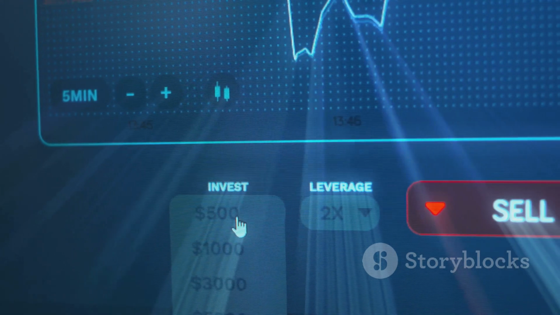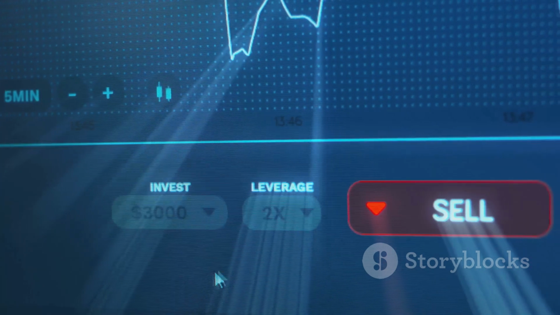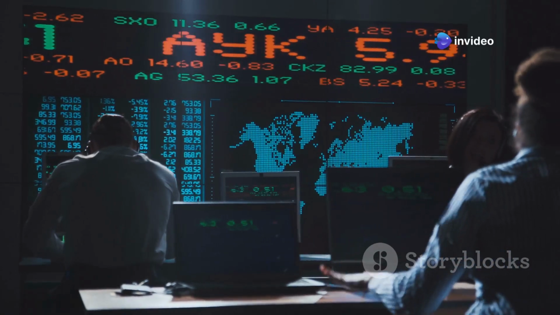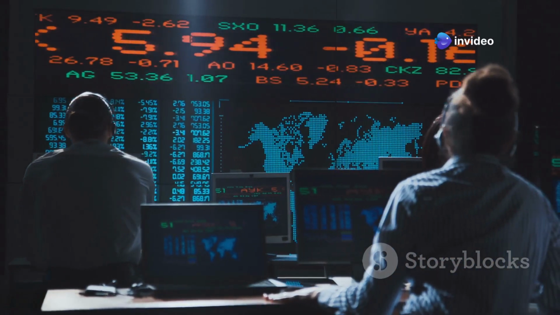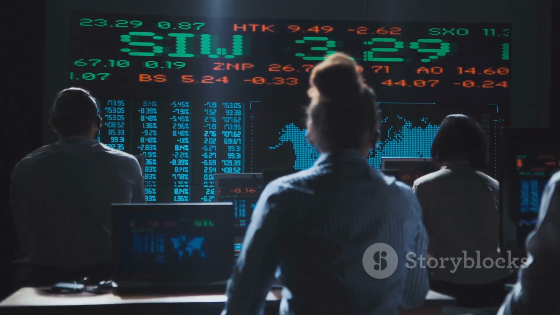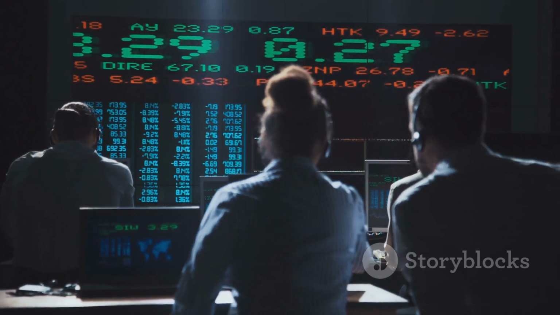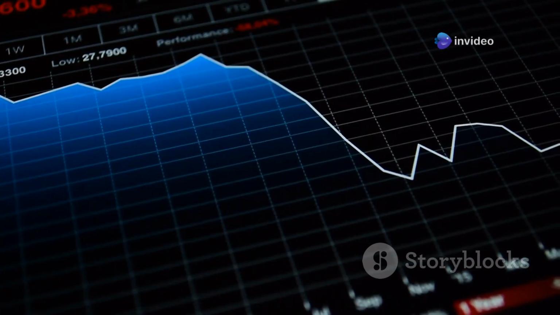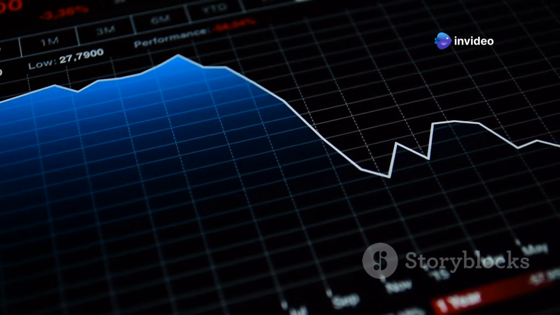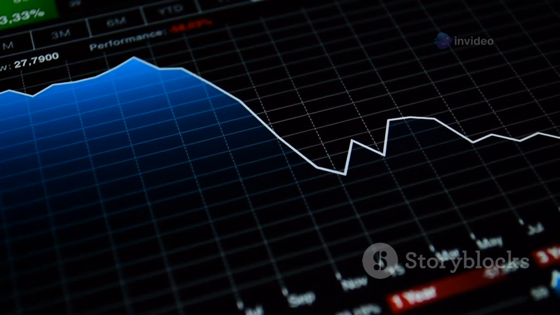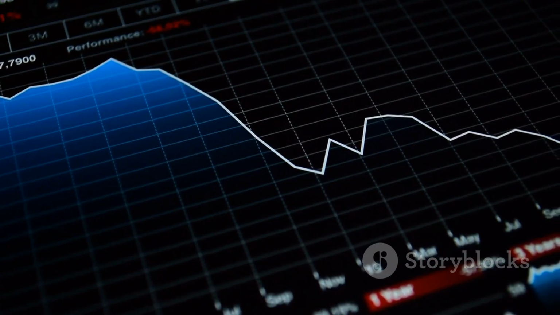Now let's discuss liquidity risk. This is a risk that can catch even experienced investors off guard. This refers to the risk of not being able to buy or sell assets quickly without affecting their price. In times of market stress, liquidity can dry up, making it difficult to execute trades at desired prices. For instance, during a market crash, even valuable assets might be tough to sell. This can exacerbate losses and create a vicious cycle of declining prices and reduced liquidity.